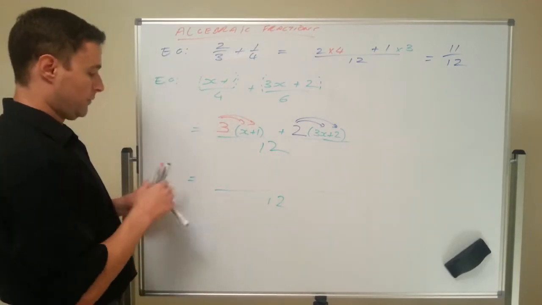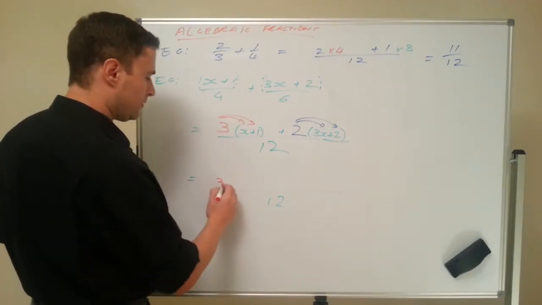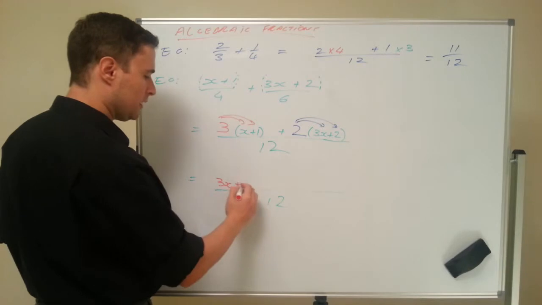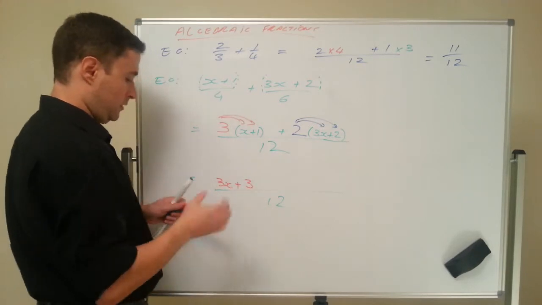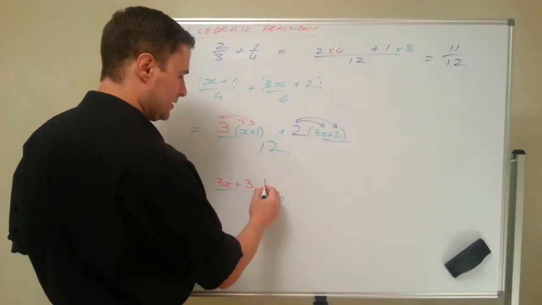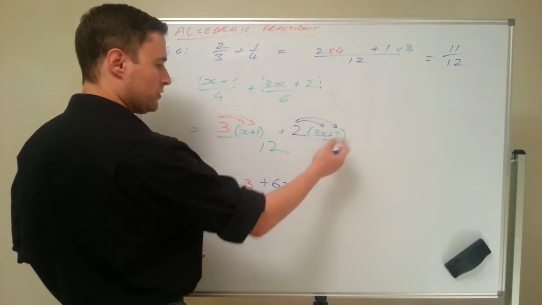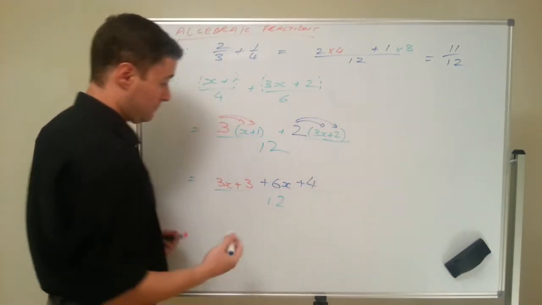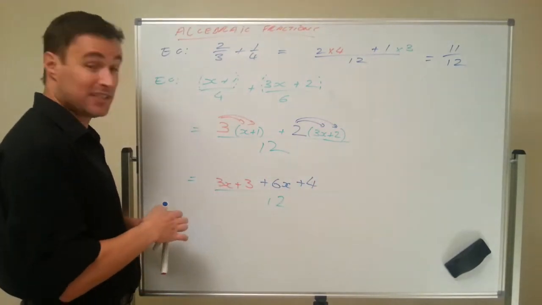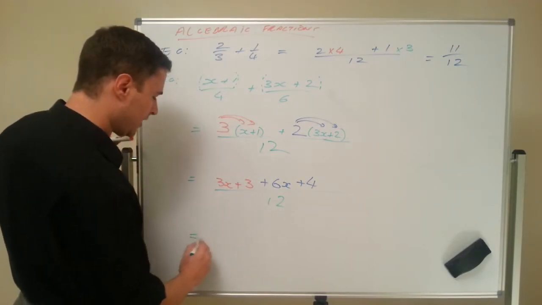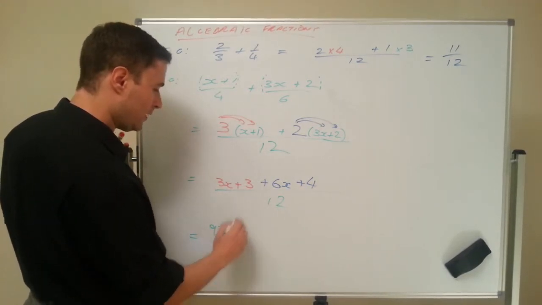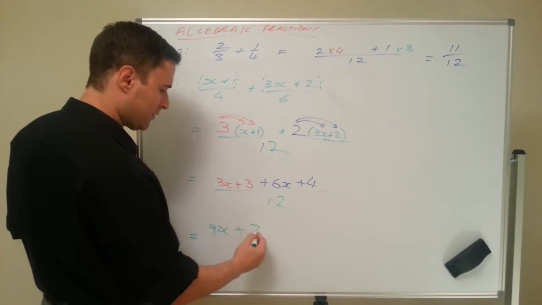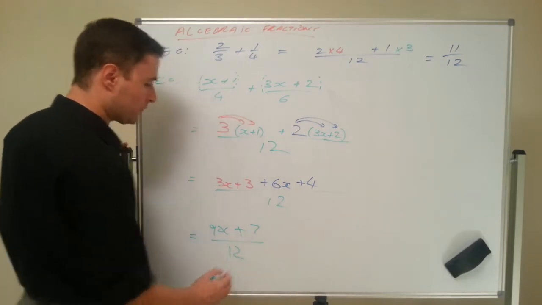Alright, so 3 times x is 3x, 3 times 1 is 3, 2 times 3x is 6x, 2 times 2 is 4. And that's it pretty much. All we have to do is tidy things up. So 3x plus 6x is 9x, 3 plus 4 is 7, all over 12.